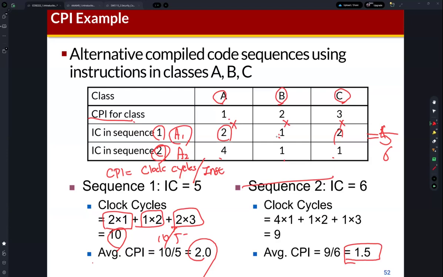So this slide shows that for the different applications, the average CPI is also different. Why? Because the proportion of instructions is different.